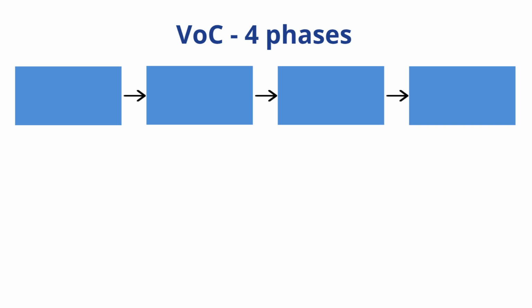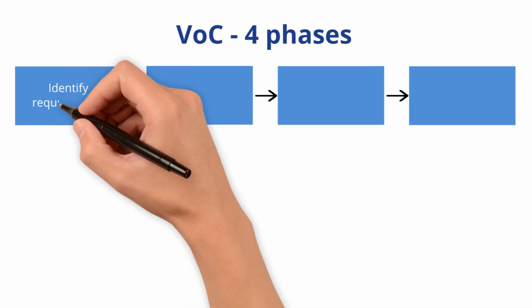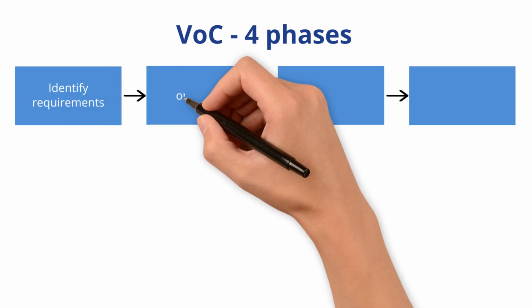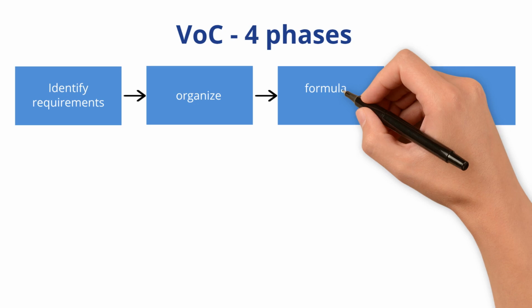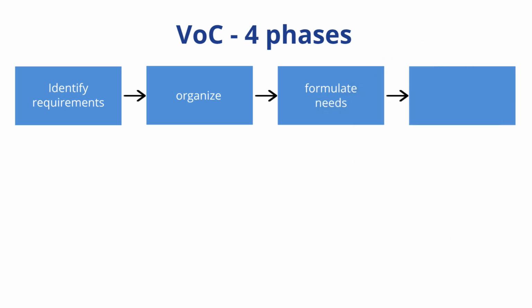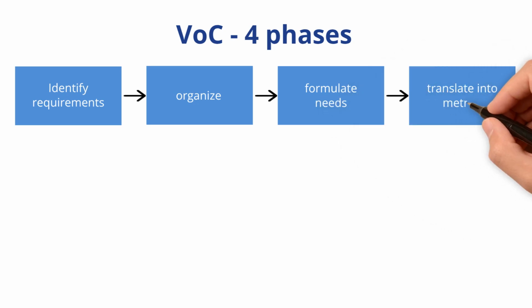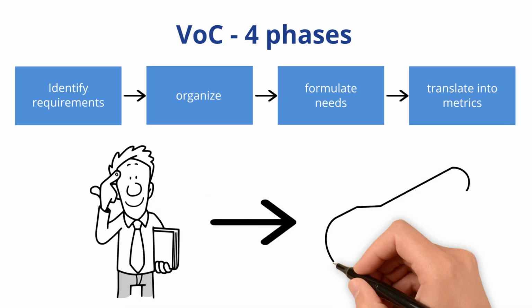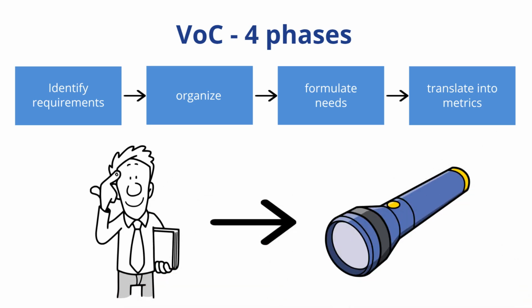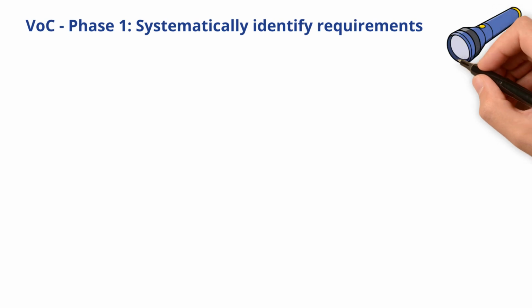First, systematically identify requirements. Second, organize the requirements. Third, formulate them as needs. And fourth, translate them into metrics. To simplify things, let's look at a simple example. A flashlight. Let's start with phase 1.